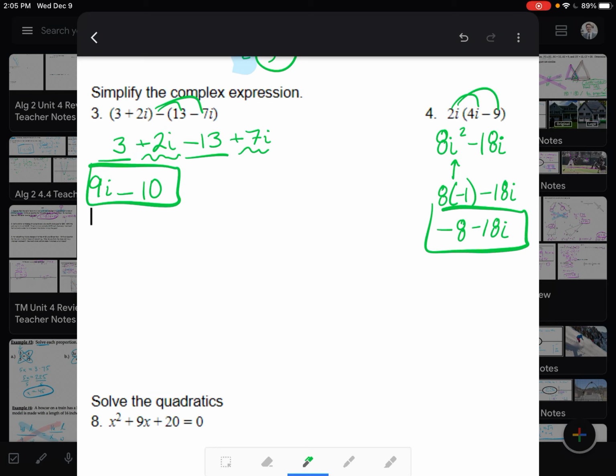But anything else, we do need to remember our table. And again, remember, we just have i squared is -1, i to the 3rd power is -i, and i to the 4th power gives us +1. So again, if we ever see any of these 4 things that are highlighted here, we need to make sure that we are simplifying to the most reduced form possible.